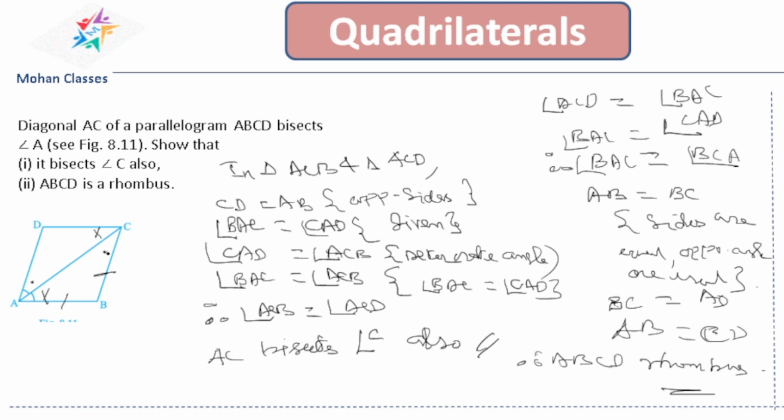This angle is equal to this angle. Why? Because these two angles are equal. This angle is equal to this angle. Therefore, these two angles are equal. So, the opposite sides are equal. Two angles are equal means the opposite sides are also equal. So, AB is equal to AD. Therefore, all the four sides are equal. Okay? Then it is a rhombus. Let us move to the next.